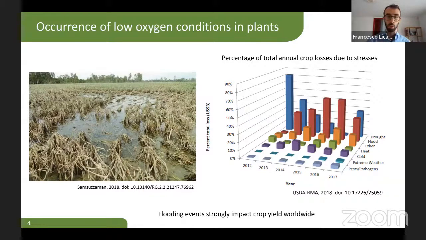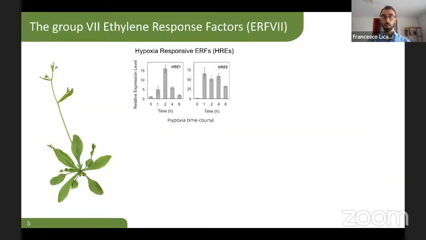This is a work that actually started several years ago, more or less 15 years ago, with my master thesis as a student at the University of Pisa, where I was using Arabidopsis as a model species to study and characterize two transcription factors that belong to the ethylene response factor family. They belong to subgroup 7, and they are induced by hypoxic conditions. And actually, this is a story of frustration and hard work not leading to much.